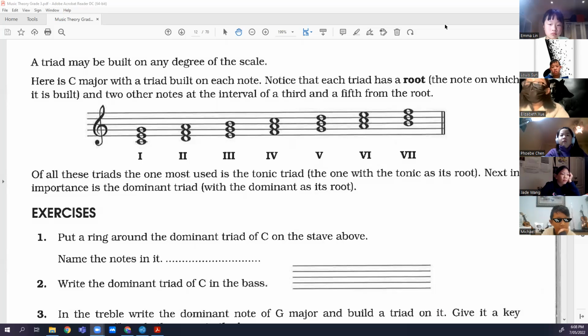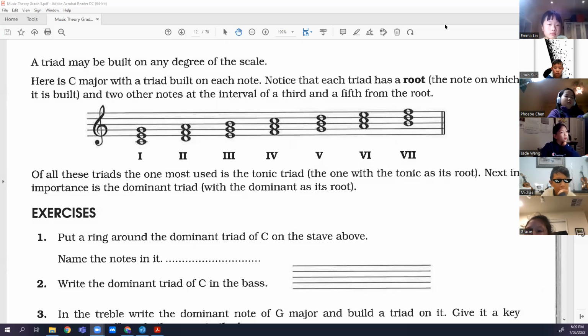So as I was saying, you could do a lot of things with 1, 4, and 5. You can use it to make a whole chord progression, or you can use it to write cadences, which I'll explain in further detail later. That's also in grade 3.